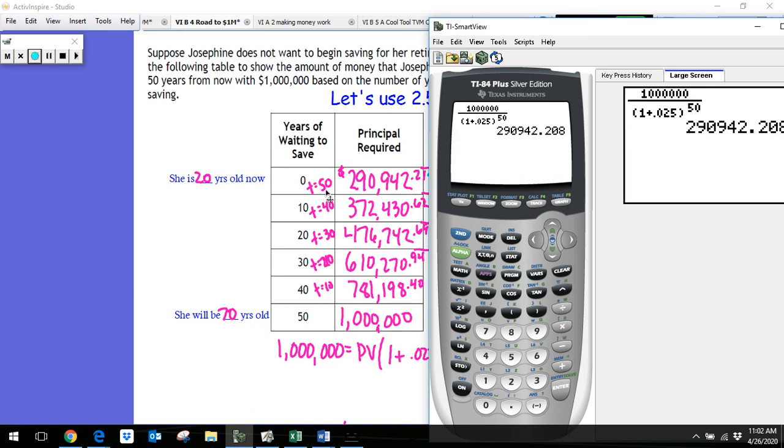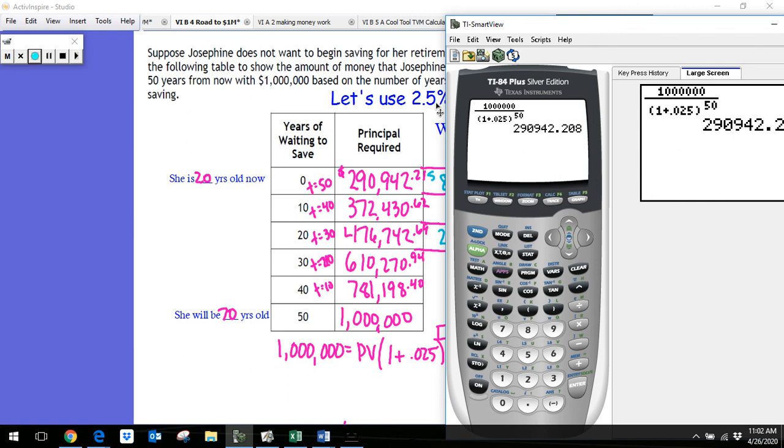But if she puts the money in now, and I made up the 2.5% here, she has 50 years for the money to grow, so she could put 50 in her exponent. Now, why did I divide it? You have to think about this. We're solving for present value. So you have $1 million on the left side, and you have to divide this stuff over.